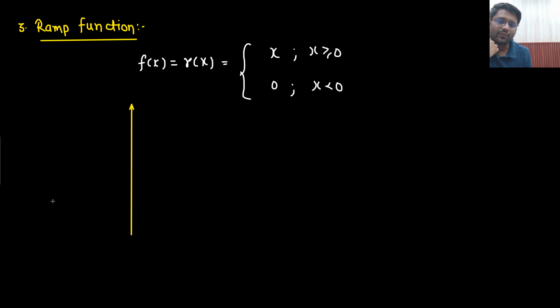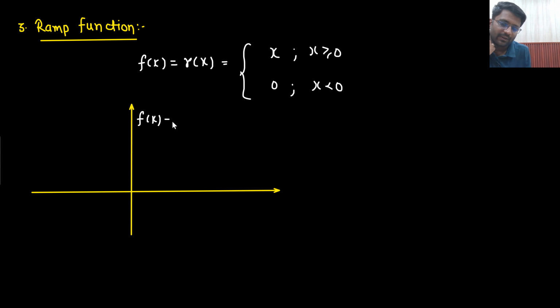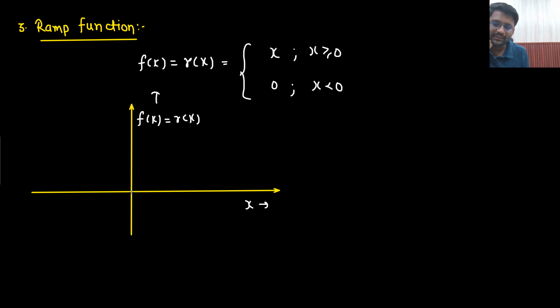You need to draw the graph of a ramp function. Can you draw it on your own? You should be able to draw it on your own. What you need to draw is the graph of 0 for x less than 0. For x greater than 0, f(x) should be equal to x. And for x less than 0, f(x) should be equal to 0.